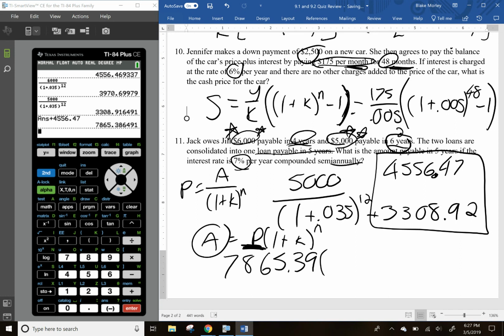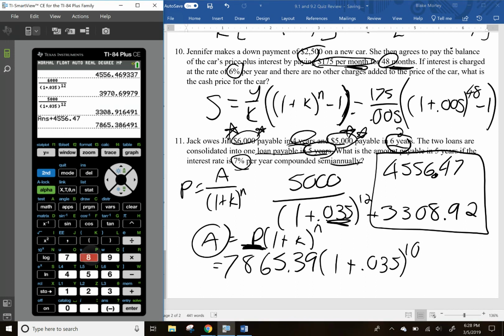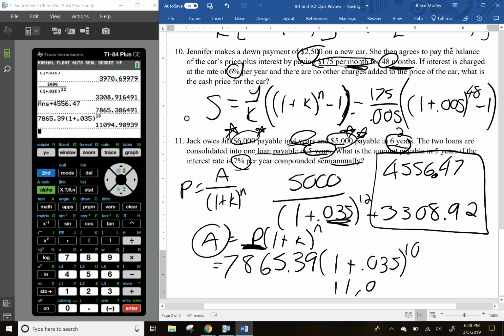So take my present value, multiply it with the 1 plus K. K is the same as the thing before. It's still 7% compounded semi-annually, so still 0.035. N, if it's for 5 years, done twice a year, then N is 10. So this will tell us what our loan amount is worth in 5 years at that 7% compounded semi-annually. So 7,865.39 times the 1 plus 0.035 to the 10th power, and that gets us $11,094.91.